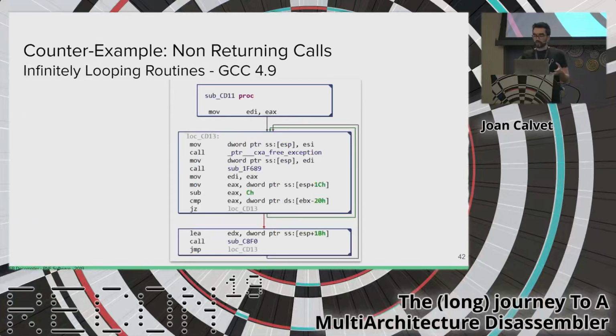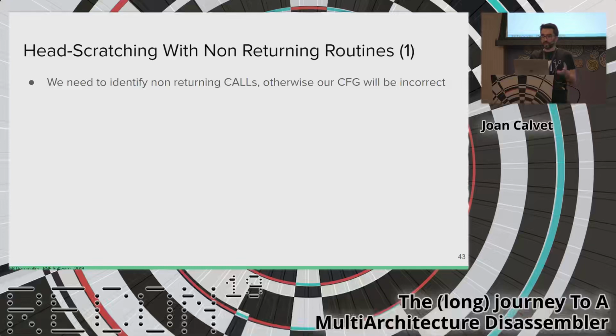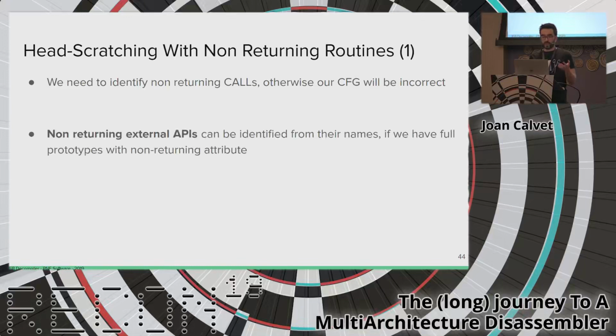Another example of non-returning routines are infinitely looping routines. Here is an example from some GCC library code. So this routine is non-returning because it has no way to go out and come back to the caller. So let's think a bit about these non-returning routines. We need to identify them if we want the CFG to be correct. For the non-returning external APIs, like exit process, we can identify them from their names if we have the knowledge somewhere of their full prototypes with a non-returning attribute.